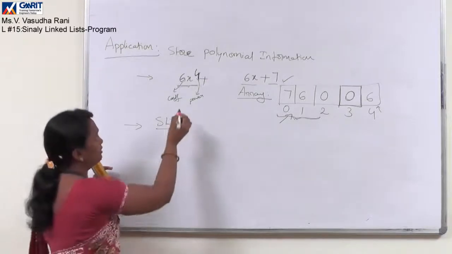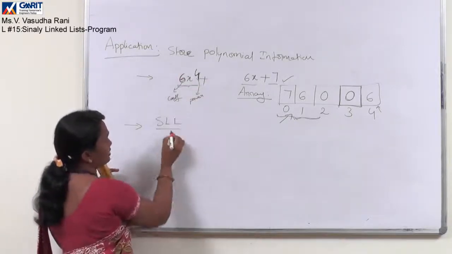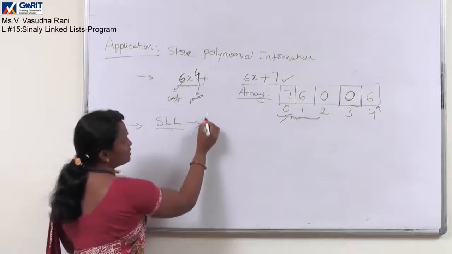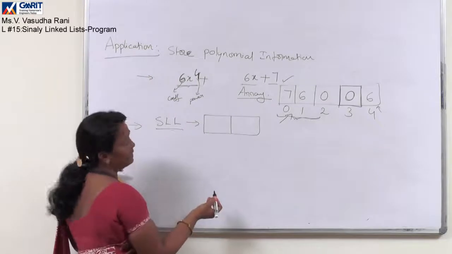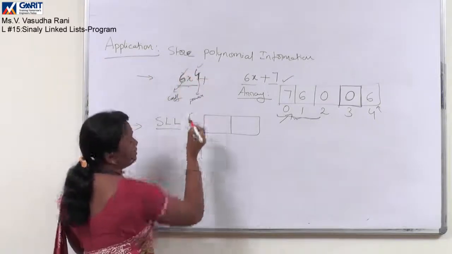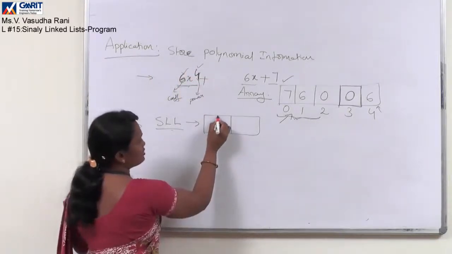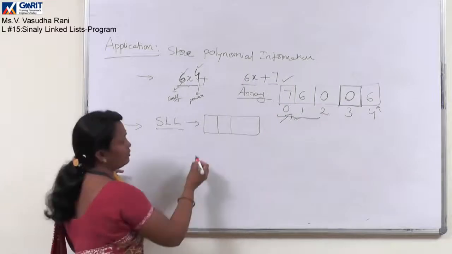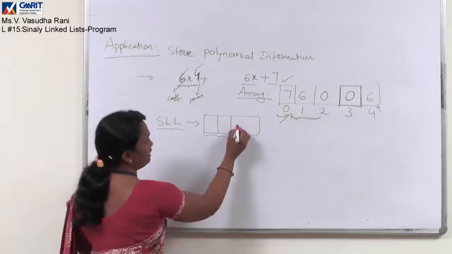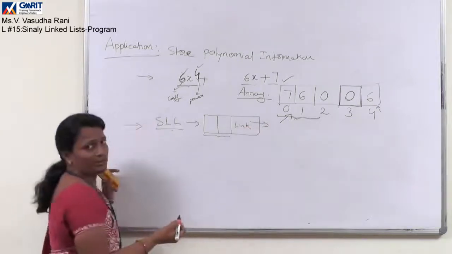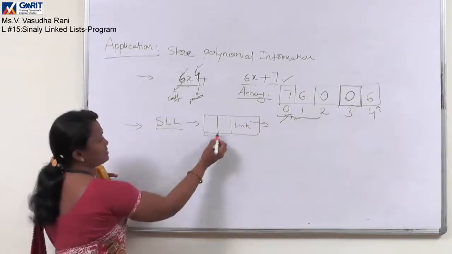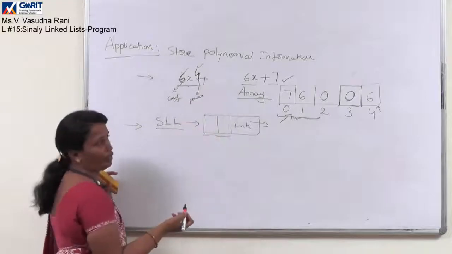And as per our node structure, the node will have data fields and a link field. Here how many data fields are there? 2 data values are there. So for 2 data values, 2 locations we have to give, and the third location is for the link, to store the address of the next node. So this is our node structure for the polynomial.